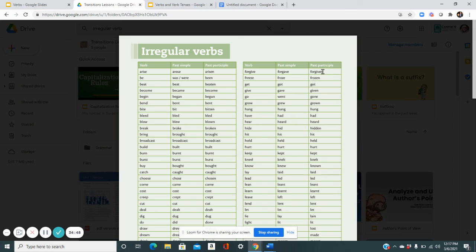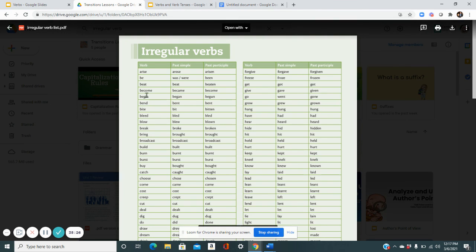For regular verbs, the past participle is the exact same as the simple past tense. For irregulars, it's different. If I were trying to memorize them, I would say forgive, forgave, forgiven; freeze, froze, frozen; get, got; give, gave, given; go, went, gone, and do like 5 of them at a time until you get them memorized, and then do 5 more. You just have to commit them to your memory, and that's the only way. There's nothing that can help you to understand. There's no formula for irregular verbs. You just have to memorize.